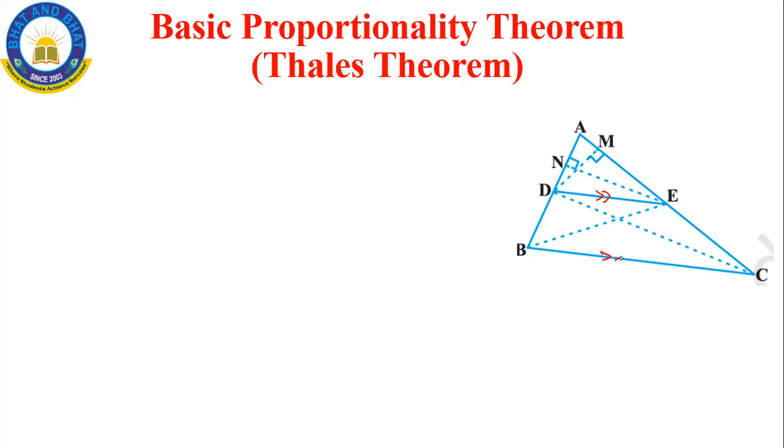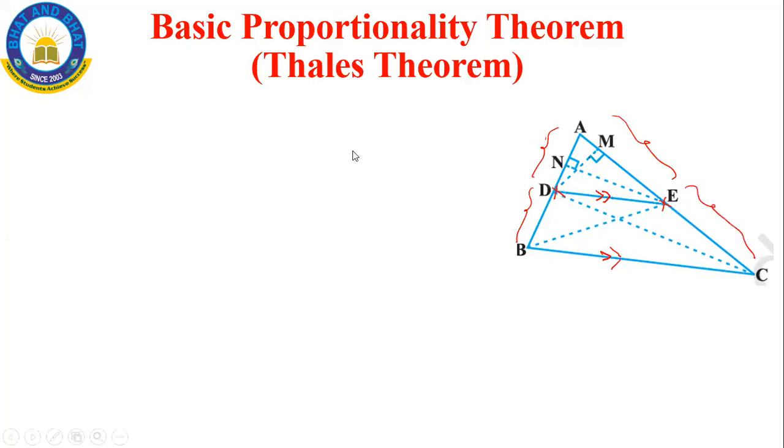What is the first part of the statement? If a line is drawn parallel to one side of a triangle to meet at distinct points. So which are the distinct points here? D and E are my distinct points. Then the theorem says this line DE divides AB as AD divided by DB, and divides AC as AE divided by EC. The ratio will be equal.